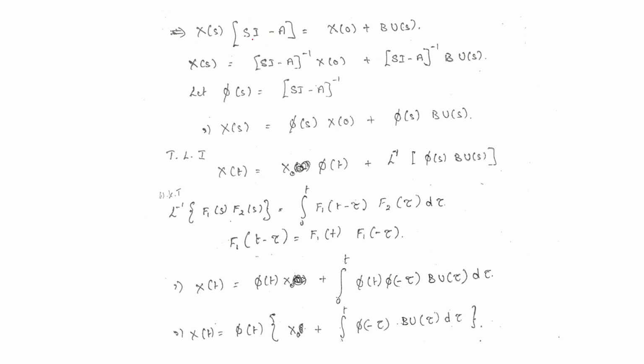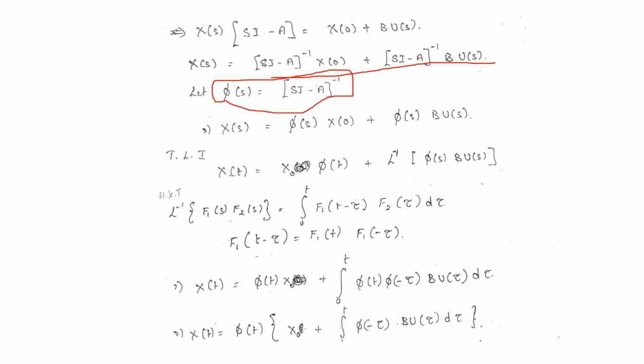So I have multiplied s with the identity matrix. Then X(s) will be in this form. Okay, let us call this Phi(s), (sI minus A) inverse, let me call it Phi(s). So X(s) is Phi(s) x naught plus Phi(s) BU(s).